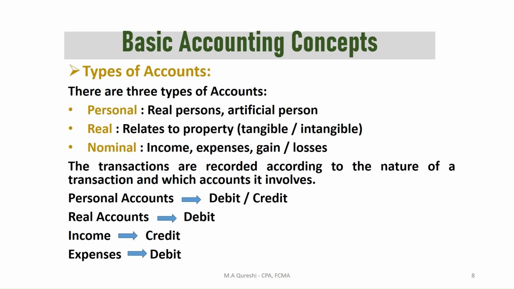The transactions actually are recorded according to the nature of their accounts. Like the personal, when you are recording the transaction in the personal accounts, they are normally debit. Or if you are doing an adjustment in the account, you may credit it according to the nature of the transaction. Real accounts are normally debit. Like purchase of assets is a debit. Assets are on your debit side. But if you are recording some adjustment or disposal of an asset, then it may be credited. Another is the income. Income is always credit in accounting, and the expense is debit.